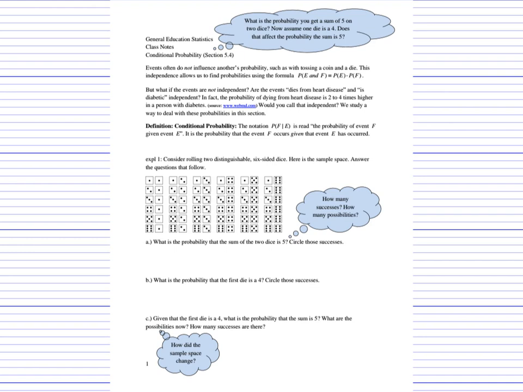This is Math 145, Section 5.4 notes. Now, this section's pretty dang cool. We really amp up what we're doing here in probability.